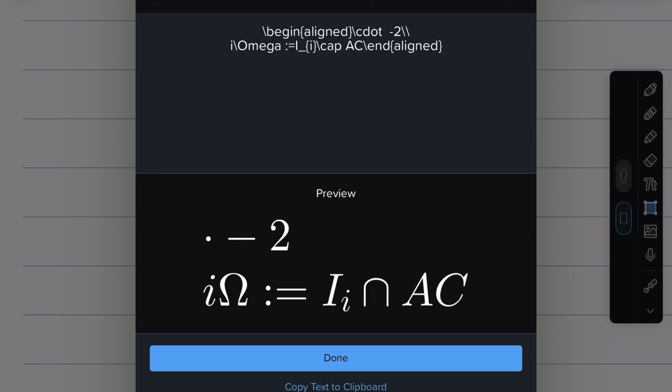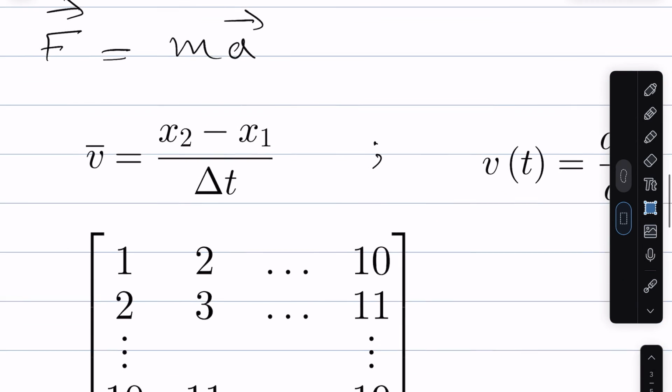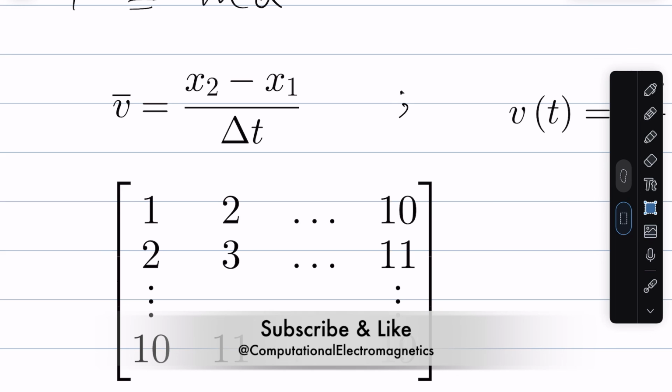So the conclusion is that Notability Plus does a fantastic job of converting digitally handwritten equations into proper LaTeX typesetting and proper display format of the equations, and can save you a lot of time to do the conversion.